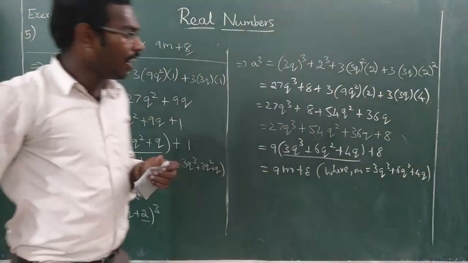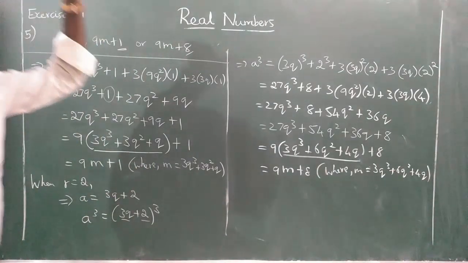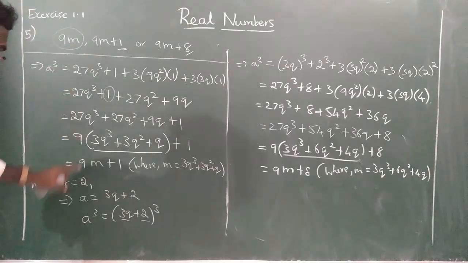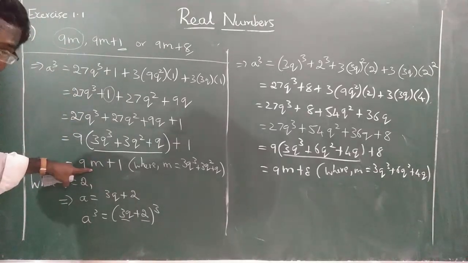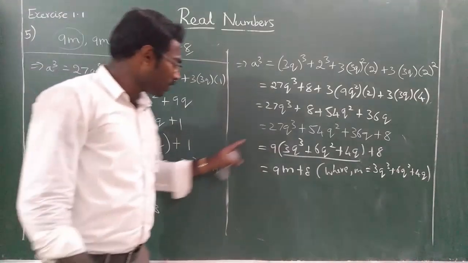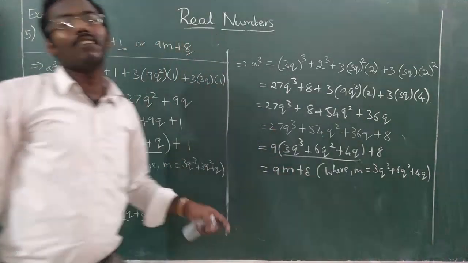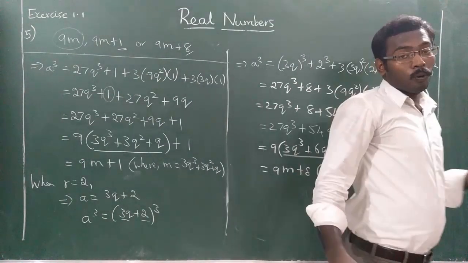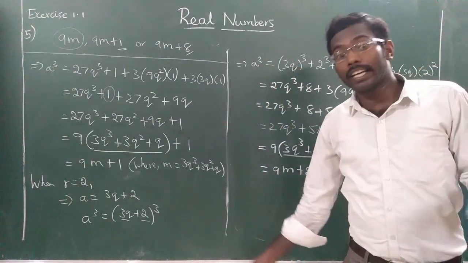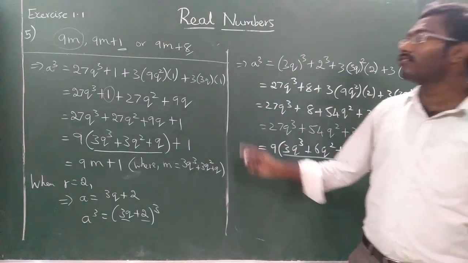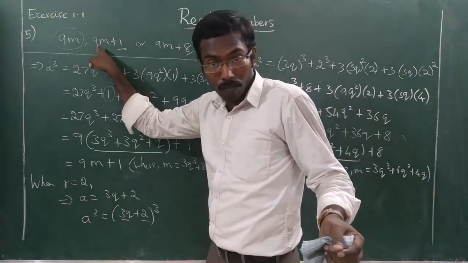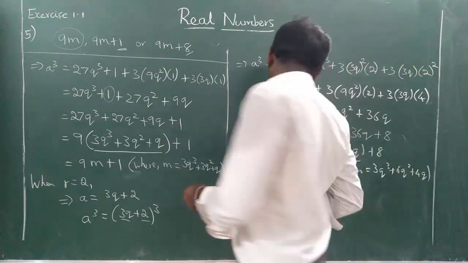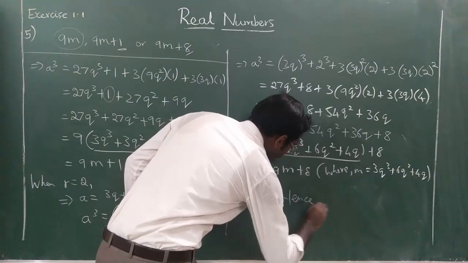That's all. Now, when we took r is equal to 0, it was of the form 9m. When we take r is equal to 1, it is of the form 9m plus 1. When we take r is equal to 2, it is of the form 9m plus 2. Therefore, hence we prove that the cube of any positive integer is of the form 9m or 9m plus 1 or 9m plus 8. So please write that statement and finally write hence.